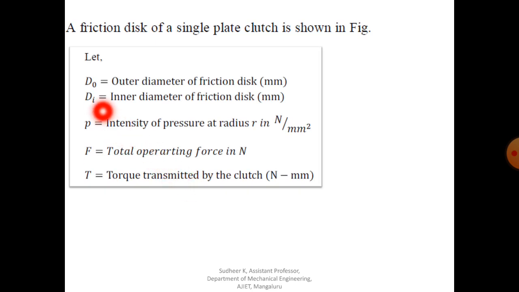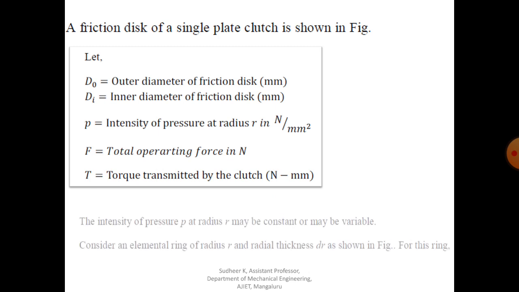Let do be the outer diameter of the friction disc in millimeter, and di the inner diameter of the friction disc in millimeter, and p the intensity of the pressure at any radius r, which should be in Newton per millimeter square, and F the total operating force, in Newton, and capital T the torque transmitted by the clutch. So now we have to find the expression for the torque transmitted by the clutch.